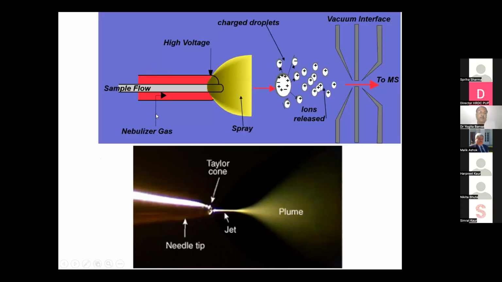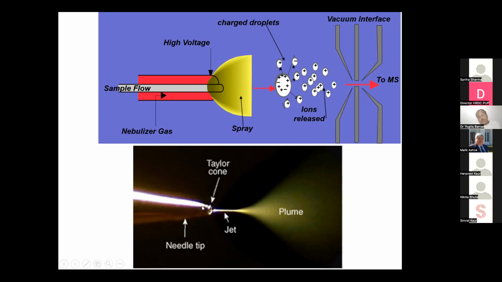This is at atmospheric pressure, and this is again atmospheric pressure, and the analyzer is maintained in vacuum. So here is pressure, here is vacuum, so the ions are sucked into the analyzer. So this is a vacuum interface through which the molecular ions enter into the mass analyzer.